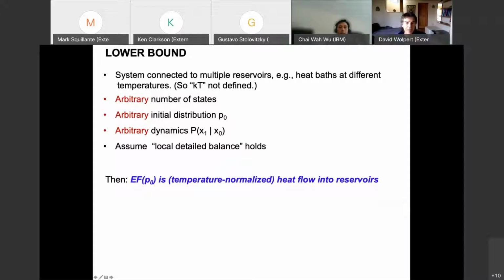Physics comes in by what's called a local detail balance, which basically means that you're assuming time reversible dynamics at the microscale. But in any case, once you assume this, it's easy to show that the entropy flow is the temperature normalized heat flow into the reservoirs. So that term is giving you your thermodynamic work.